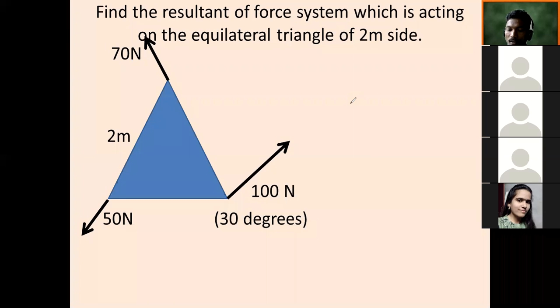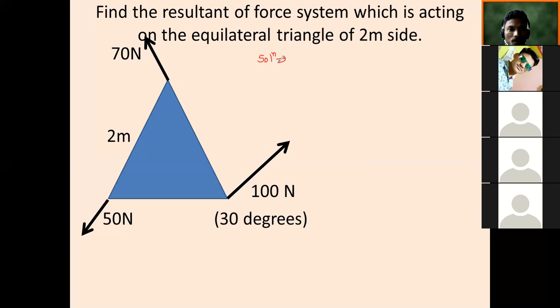How many forces are there in this system? 3 forces. Which are they? 70 Newton, 50 Newton, and 100 Newton. Very good. These 3 forces are there.